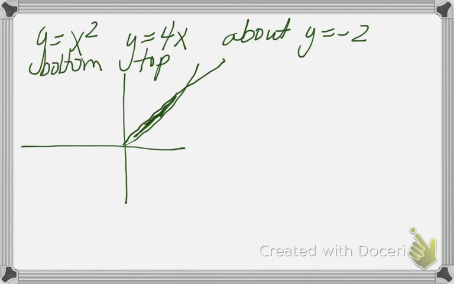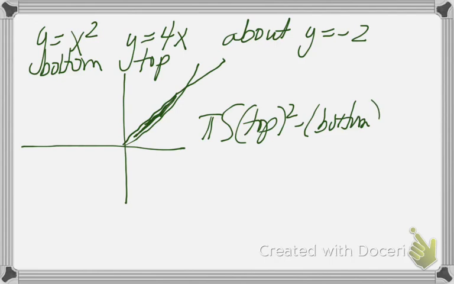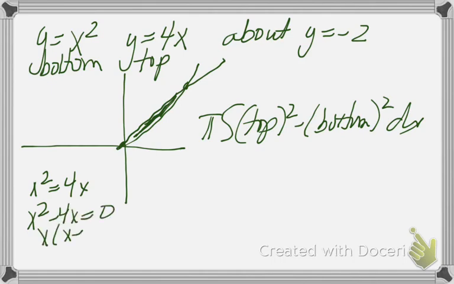Okay, so just in general terms, we're looking for the volume, so it's going to be pi, the integral of the top squared minus the bottom squared dx. And so we're going to need our x interval, which we were not given. So we need to know what this x is and what this x is. So we're going to set the two functions equal to each other, and we see that we have x equals 0 and x equals 4. So we're going to put that in as our limits.